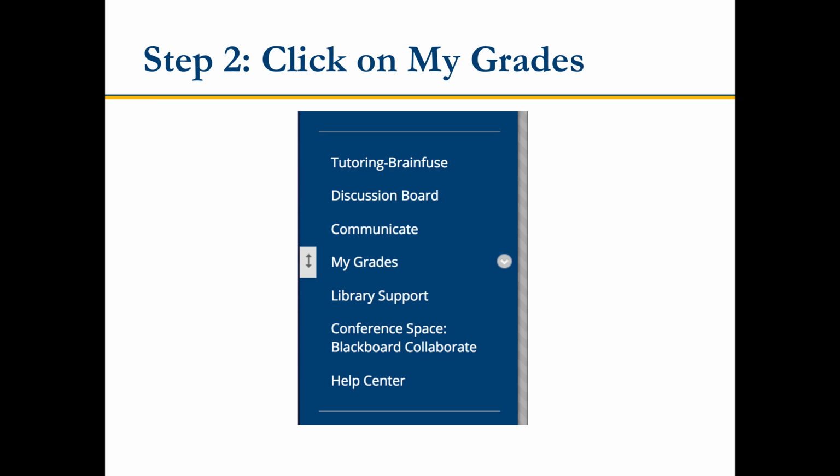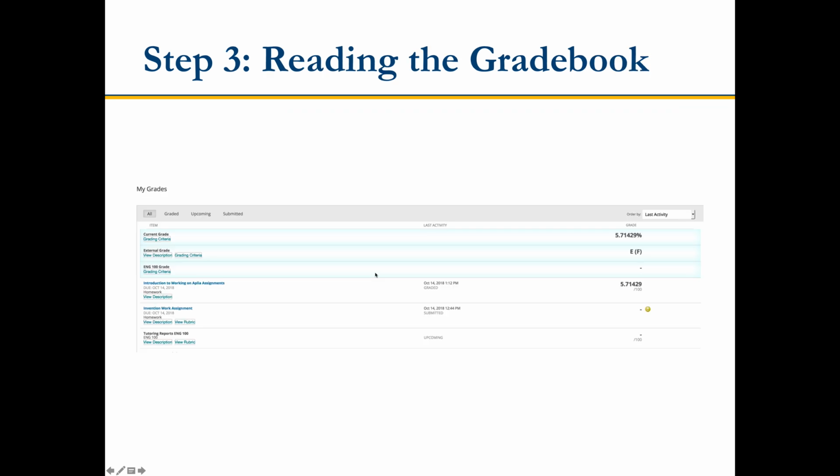Your second step, once you've submitted something and you want to double check that I've received it and that you've done it right, is to click on My Grades. You can find this in the Blackboard course on the left-hand navigation bar. About halfway down the page, you're going to see My Grades right here. So you'll click into that.